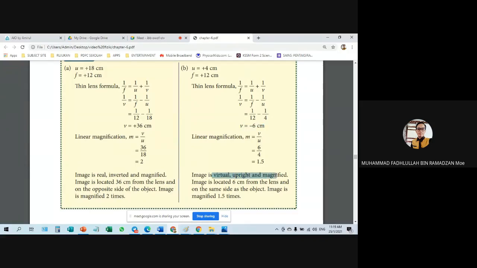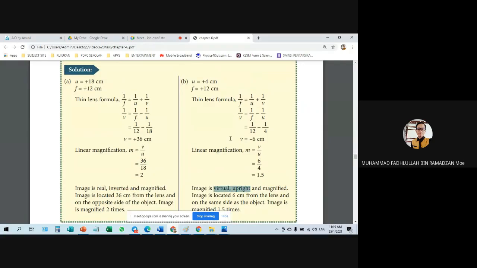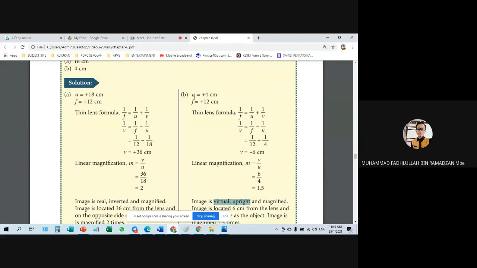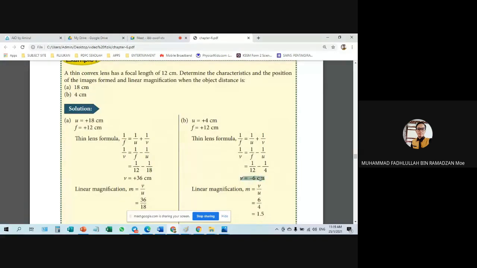upright and magnified. Okay. Dia mesti terbalik dengan ni tadi lah. Ni real, inverted. Yang kalau ni virtual and upright. Ataupun you boleh compare dia punya value V tu tadi. Kalau V lagi besar daripada U, apa jadi? Kalau U lagi besar daripada V, apa jadi? Apa semua tu you boleh check balik lah dekat previous topic.